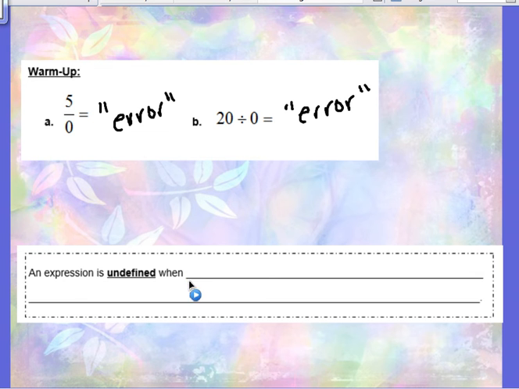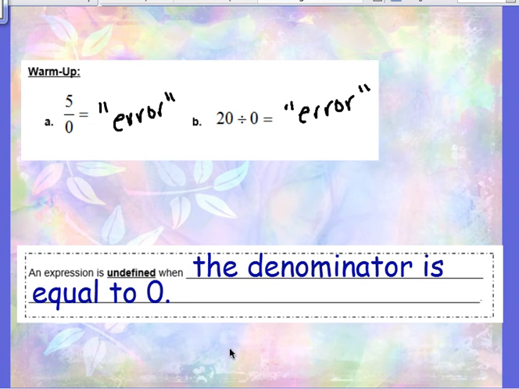So down below, an expression is undefined when the denominator is equal to 0. So the bottom part of the fraction. Or you can think of when you divide by 0. Let's take a look at the examples below.